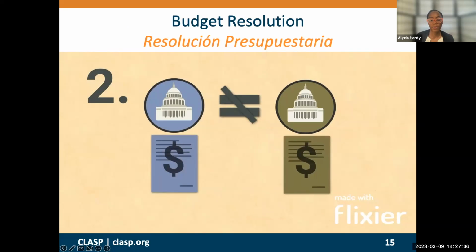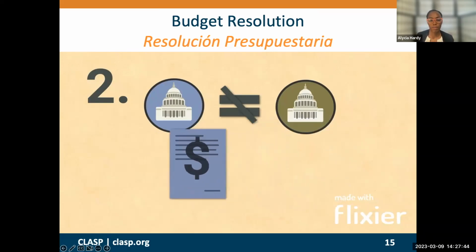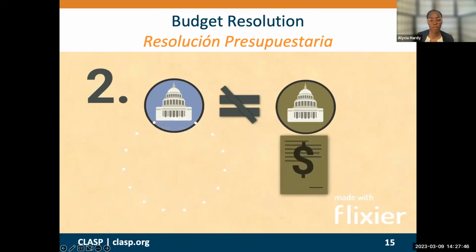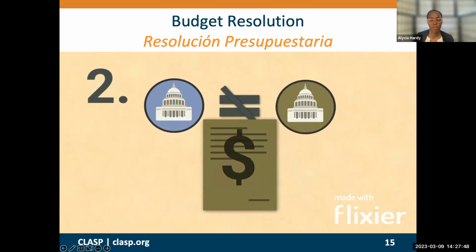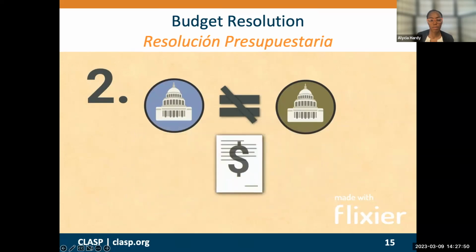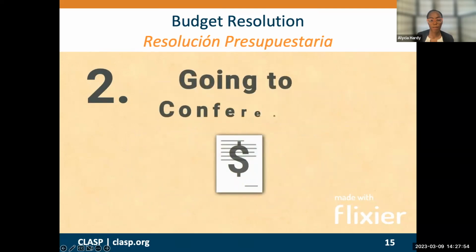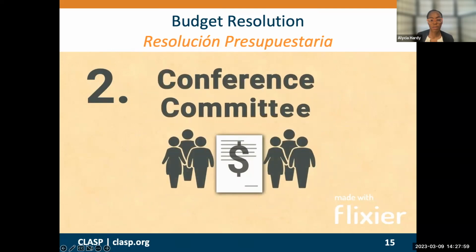If the House and the Senate write different budget resolutions, they have three choices. The Senate can get rid of their own bill and pass the House's version. The House can get rid of their own bill and pass the Senate's version. Or they can compromise. When the House and the Senate compromise on a bill, it is called going to conference. The people who meet are called the conference committee.